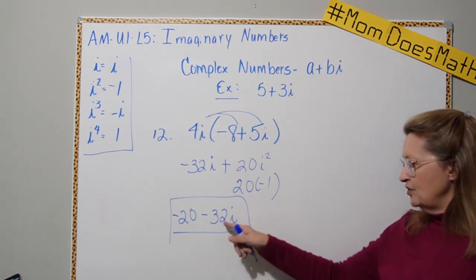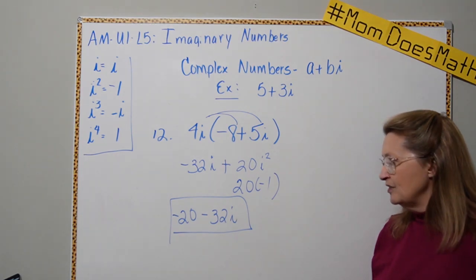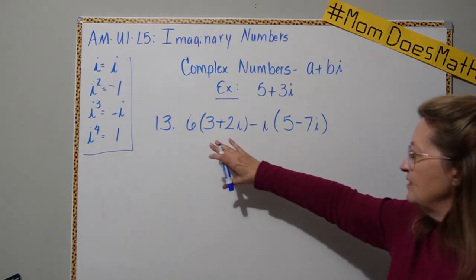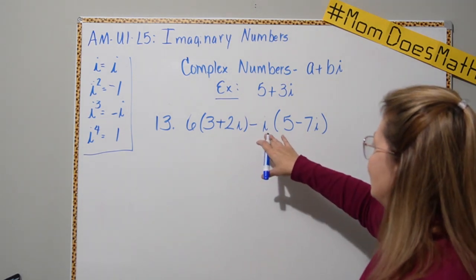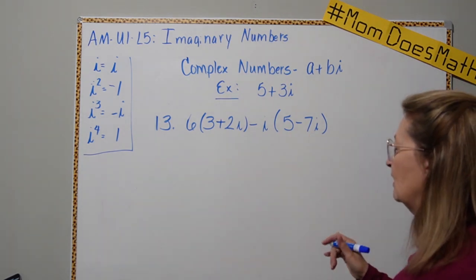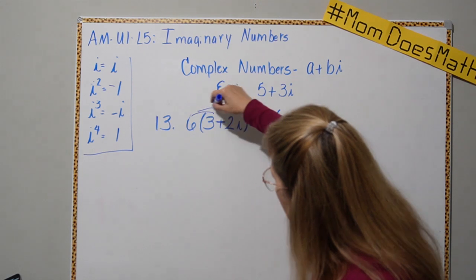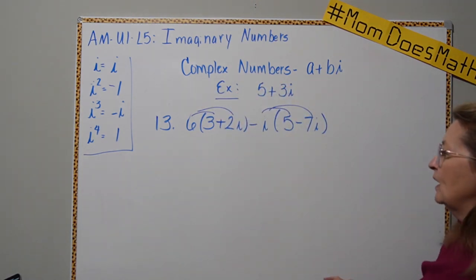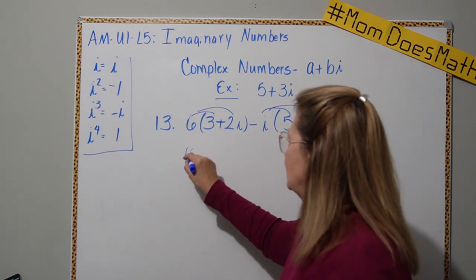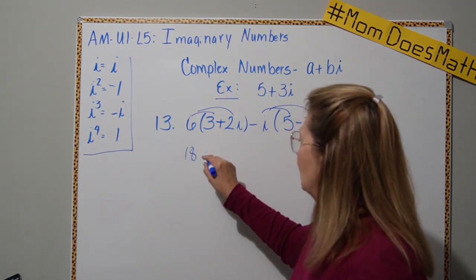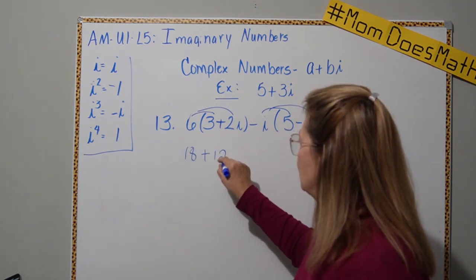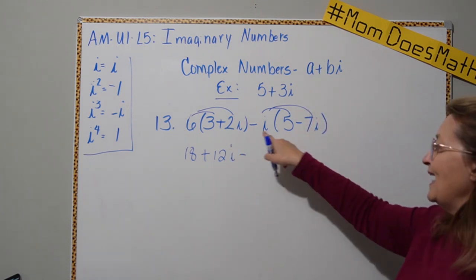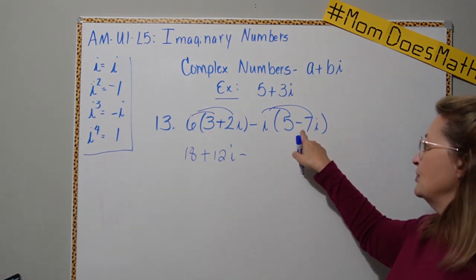So go ahead and change that to negative 20 minus 32i. And number 13 here, we've got 6 times (3 plus 2i) minus i times (5 minus 7i). So we're going to distribute this one, and then we're going to distribute this one, and then we'll clean up whatever we can. 6 times 3 is 18, and 6 times positive 2i is going to be positive 12i. All right, now over here we're distributing a negative i, so watch your sign.